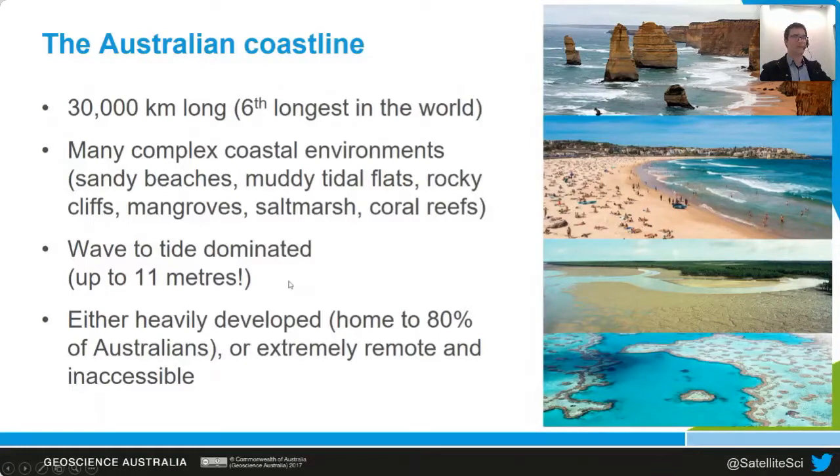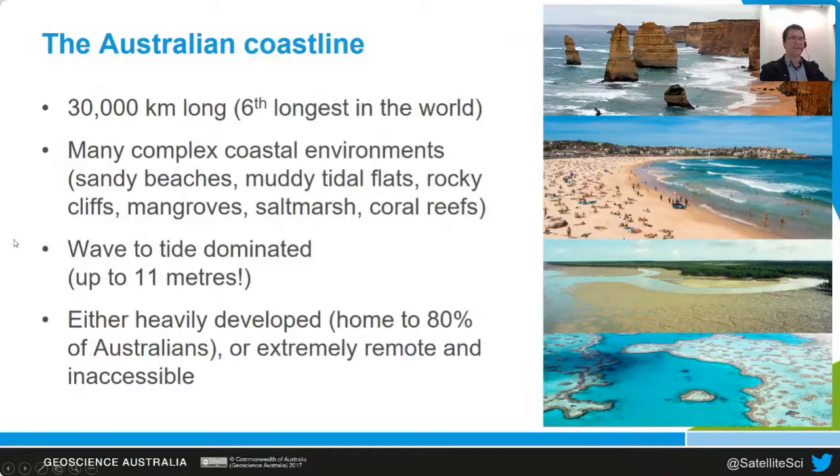And also these different environments are shaped by a wide range of different driving factors. On the east and south coast of Australia, we have wave-dominated beaches that are really driven by wind direction and waves. And up north, we have the very, very different tide-dominated systems driven by tides, which are some of the world's largest. So we have pretty extreme tides up to 11 metres in some parts of Australia.